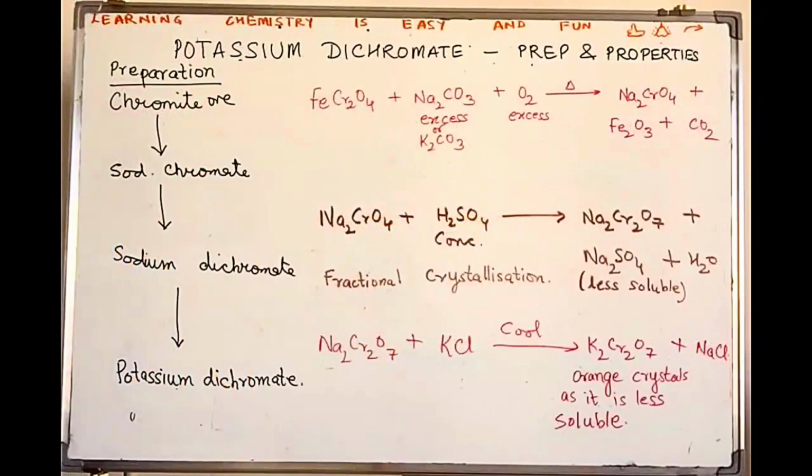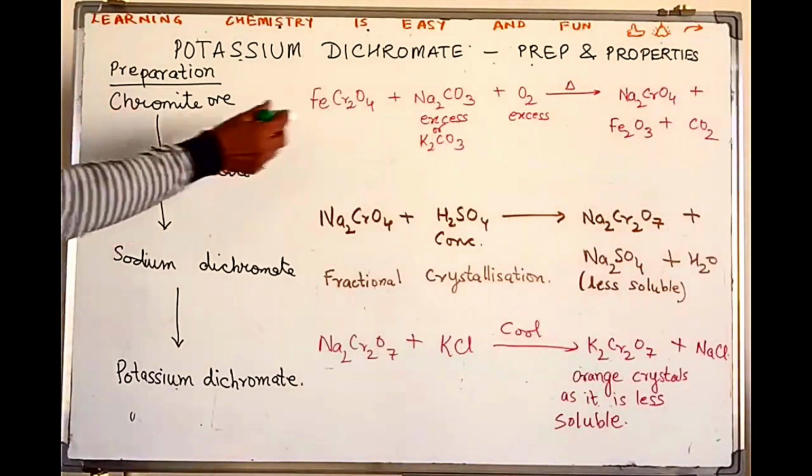Let us now start with the preparation of potassium dichromate, and there are 3 steps in this. Chromite ore is converted to sodium chromate, sodium chromate is then converted to sodium dichromate, and finally sodium dichromate to potassium dichromate. So let's start one by one. I hope you have your pen and paper in hand. I cannot come to check you, but please be honest with yourself. Make sure that you write the equations in order to have full benefit of this lesson.